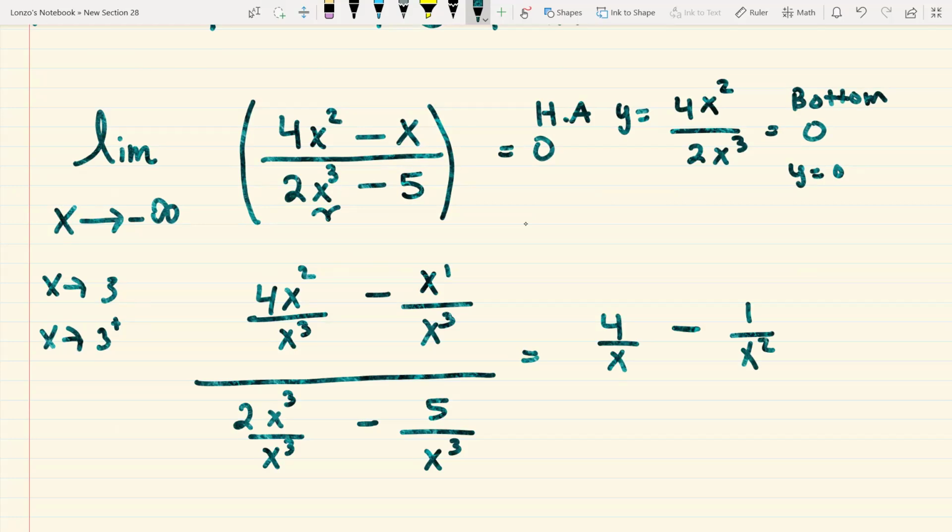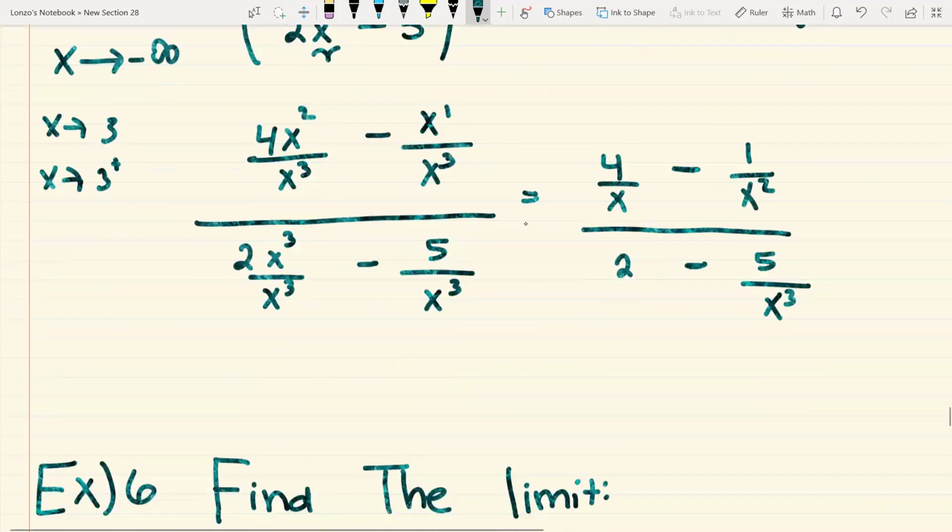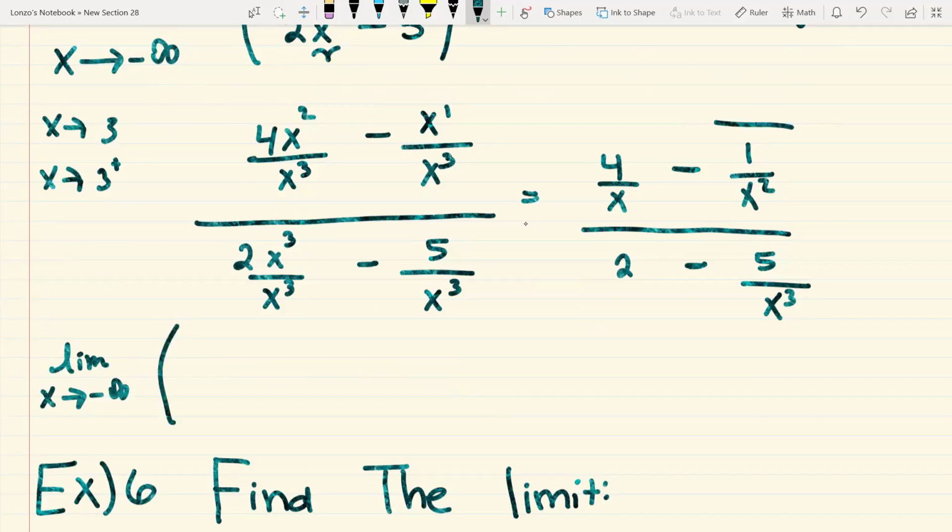Okay. And then on the bottom, 2x cubed over x cubed, the x cubed cancels, you're just left with 2 minus 5 over x cubed. Okay. So now you can rewrite this problem as the limit as x approaches negative infinity of our newer problem. So this is our newer one. So it's going to be 4 over x minus 1 over x squared over 2 minus 5x cubed.